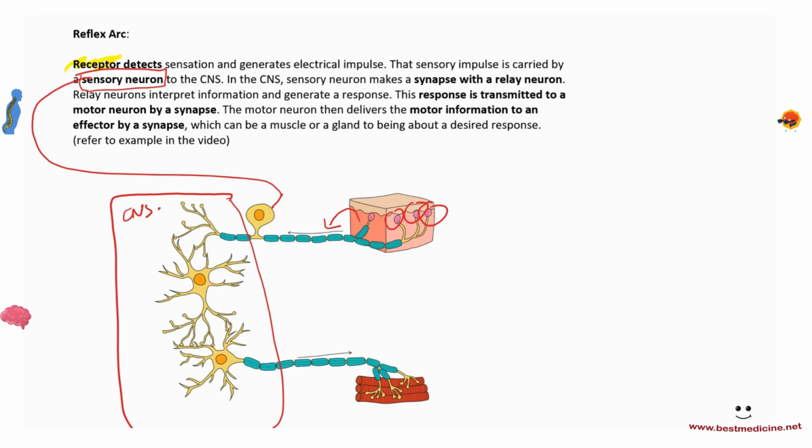The sensory neuron takes the sensation to the CNS, where it makes a connection, a synapse, with a relay neuron. It transmits information to the relay neuron. The relay neuron will then interpret information and generate a response. And the response could be on a muscle. Now this response is transmitted to a motor neuron by a synapse, and the motor neuron cell body is inside the CNS. The motor neuron then delivers the motor information to an effector by a synapse, which can be a muscle or a gland, to bring about a desired response.